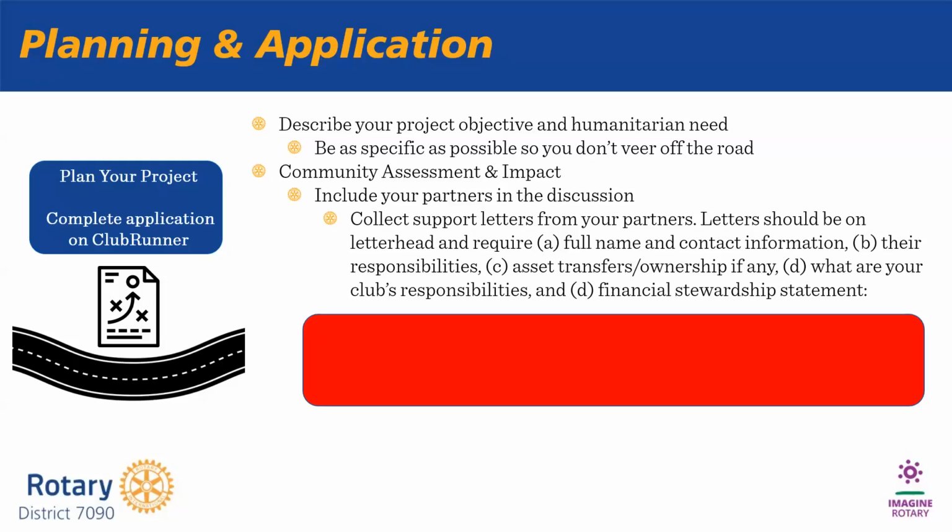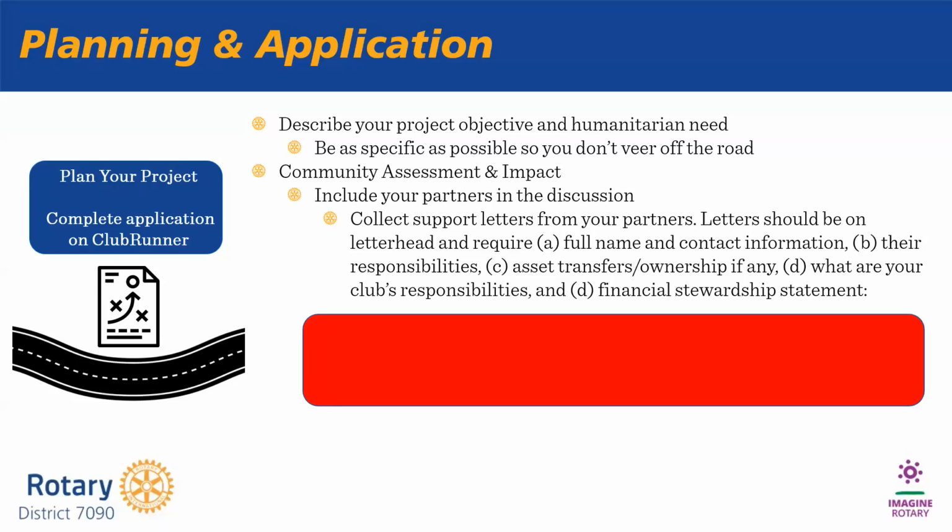But community assessment and impact. So include your partners in the discussion if you're going to partner with another organization. A lot of these grants, you typically partner with a nonprofit in your local community. And with a lot of these grants, typically you'll write them a check for $4,000 and trust them to go out and do the purchasing of the materials or equipment or supplies because they've got the technical expertise, and they probably have the relationship with the vendors to get the best deal.